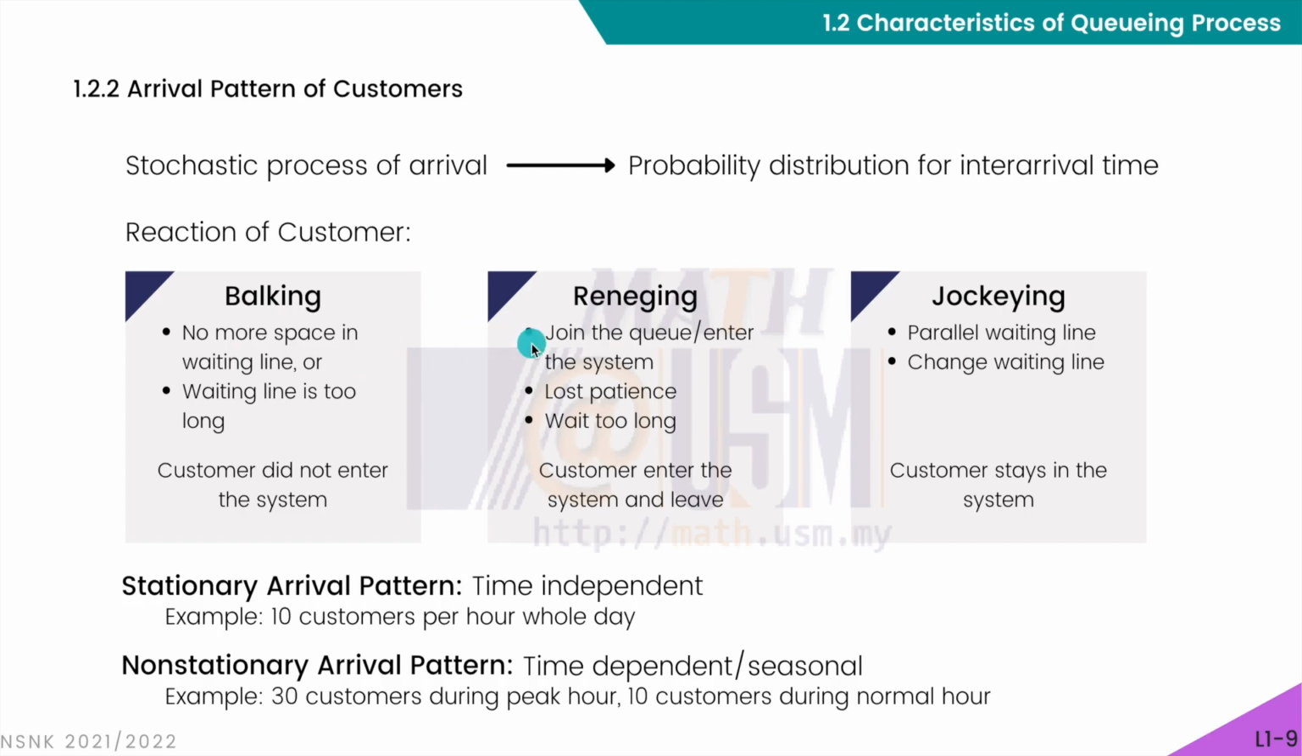Okay, so the second type of reaction is reneging. So the customer did enter the system by joining the queue, but after some time the customer might lose patience because of waiting too long, or maybe the customer has some other things to do and cannot wait anymore. The customer decides to leave the waiting line, thus leaving the queuing system.